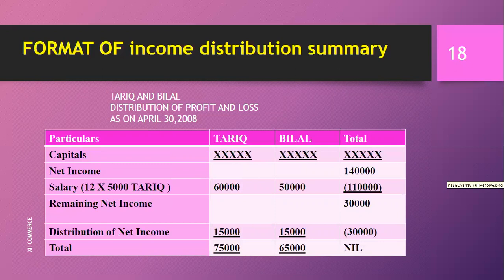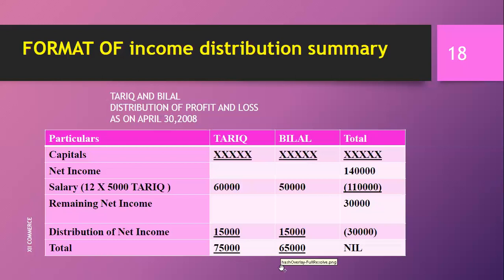Why have we distributed the remaining net income equally? Because in the starting, in the first line, it was written that they are equal partners. So I divide this 30,000 equally, 15,000 and 15,000. Now what do I have to do? I have to do the vertical calculation, 60,000 and 15,000 for both the partners, and then I will do the horizontal calculation, 75,000 and 65,000 for both the partners.